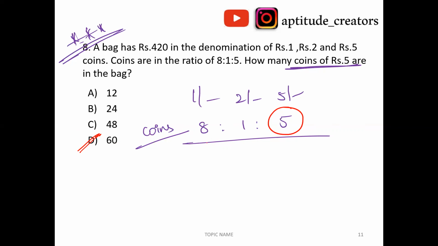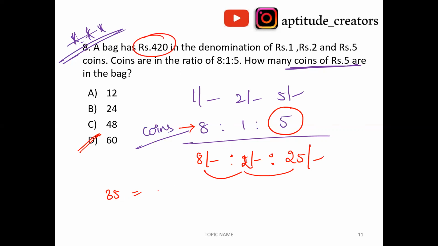Now, what is another way? Here I have 8 one-rupee coins. I have 1 two-rupee coin. I have 8 rupees in total from the one-rupee coins, and 2 rupees from the two-rupee coin. I have 5 five-rupee coins, so in total I have 25 rupees. Correct? Now, can I say total 35? 8 plus 2 plus 25 is giving the result as 35.